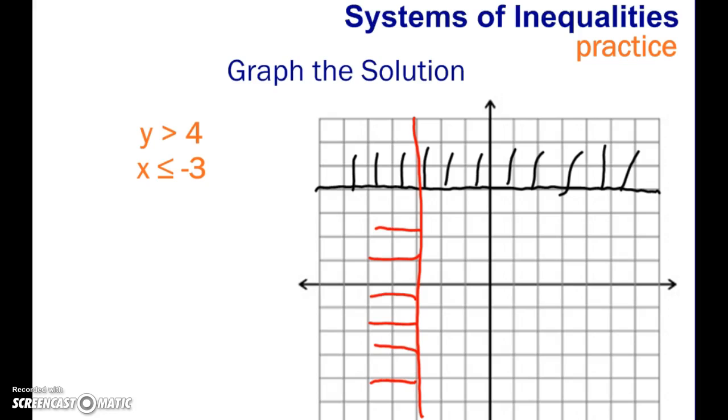Now I just made a mistake, I see, on the first graph. That first graph should be, yeah, you're right, should be dotted. There we go. It's not real good, but it's dotted. Again, your solution is where they overlap, and they're going to overlap in this region right here. Okay, moving on.